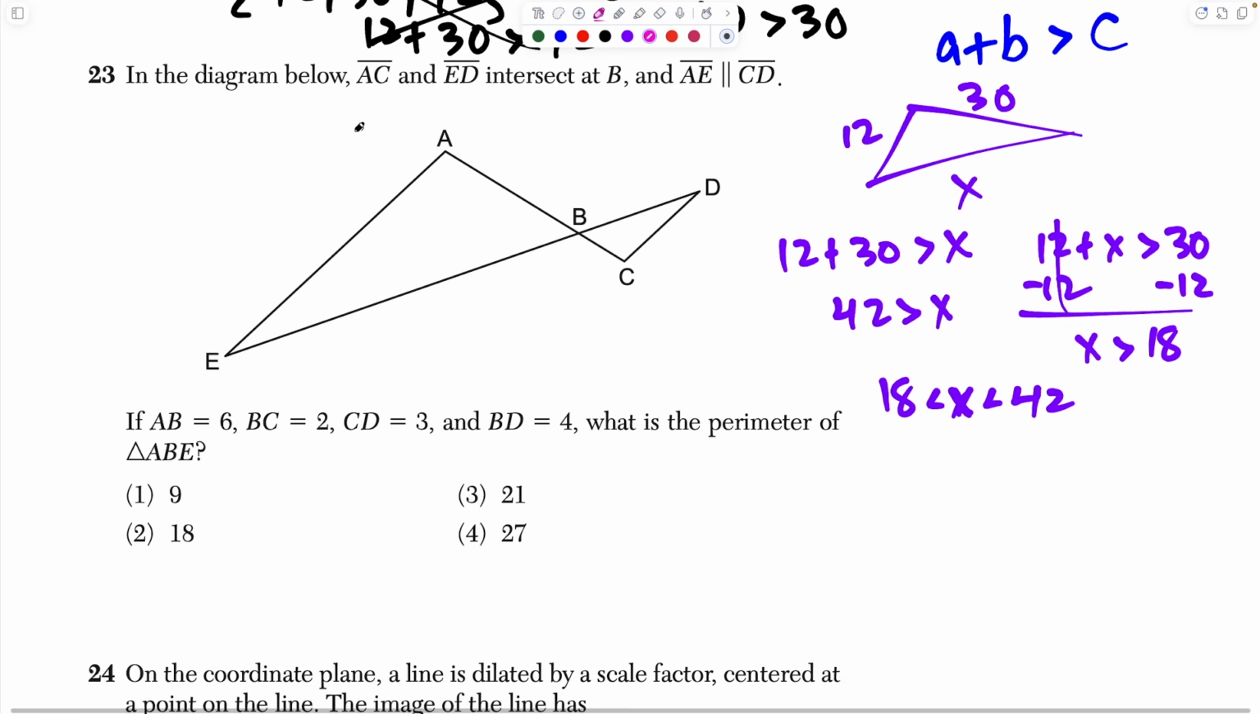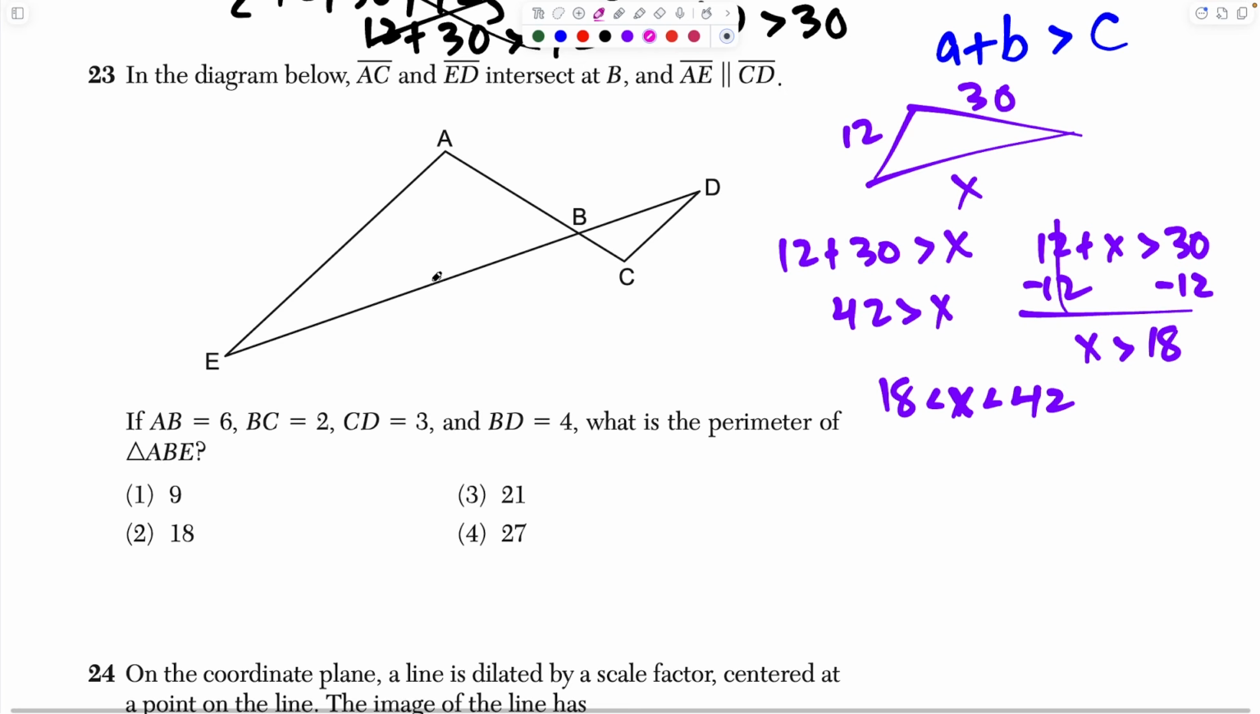Question 23, in the diagram below, AC and ED intersect at B, and AE is parallel to CD. If AB equals 6, BC equals 2, CD equals 3, and BD is equal to 4, what is the perimeter of triangle ABE? So this is a similar triangles question.